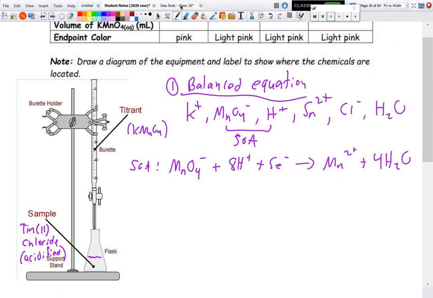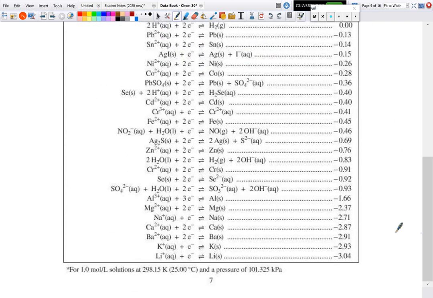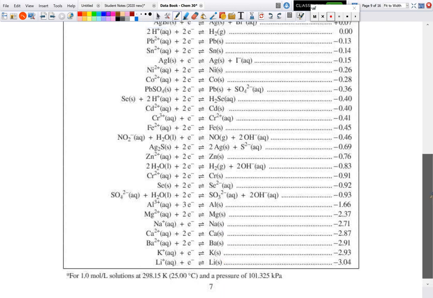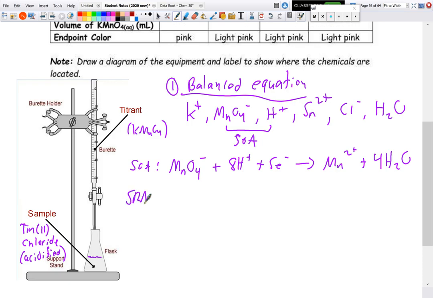Now for our strongest reducing agent, we can go back to our data booklet and do the exact same thing, where we start at the bottom right-hand side and start going up until we find our first thing that is listed there. Our tin is going to be the first one that we come across, and the half reaction is written as so: tin 2 plus producing 2 electrons and tin 4 plus. And we have that reaction.